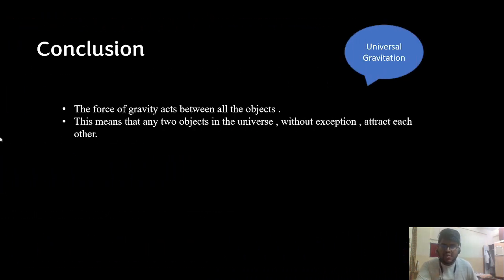Let us conclude with some statements. The force of gravity acts between all the objects. This means that any two objects in the universe without exception attract each other. What we can understand by this is what we define as universal gravitation. I hope now you have a subtle idea of what gravity is and how it behaves, how the force acts on different objects, and how it is changing our lives. Thank you so much.